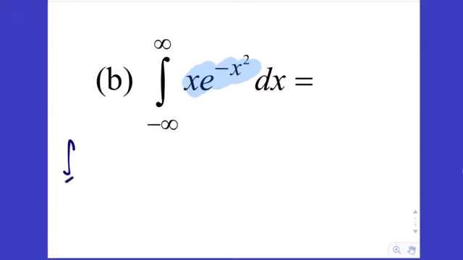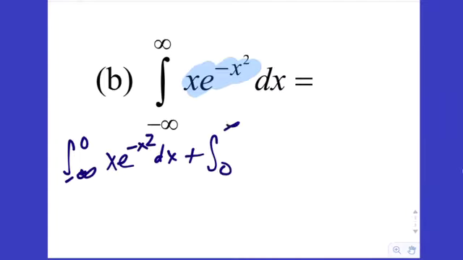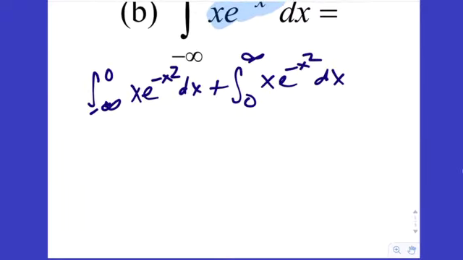So we'll split it up: the integral from negative infinity to 0 of x e to the negative x squared, plus the integral from 0 to infinity of the same thing. And again, we're going to just avoid the limit notation here. So, do we need to use integration by parts for this one? To integrate it? No, we don't.